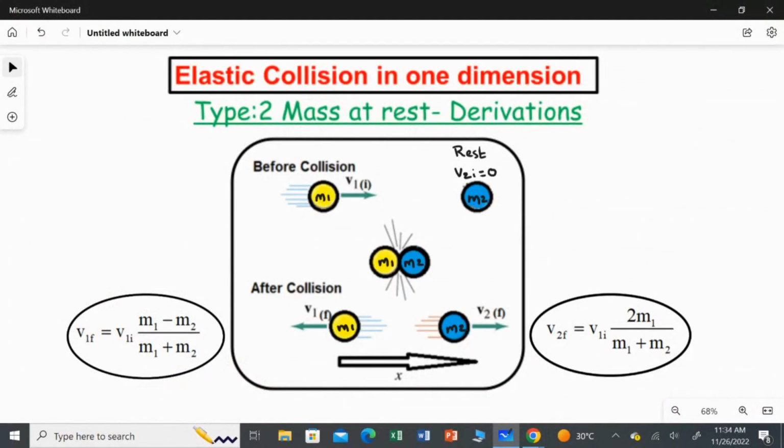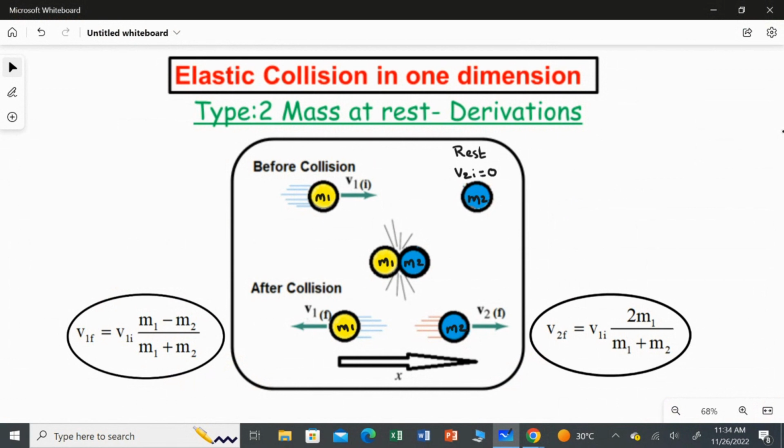In this video, I'm going to explain the elastic collision in one dimension for the second case. So what is the second case? In the second case, we are going to consider one mass is at rest. So you have to see the figure.